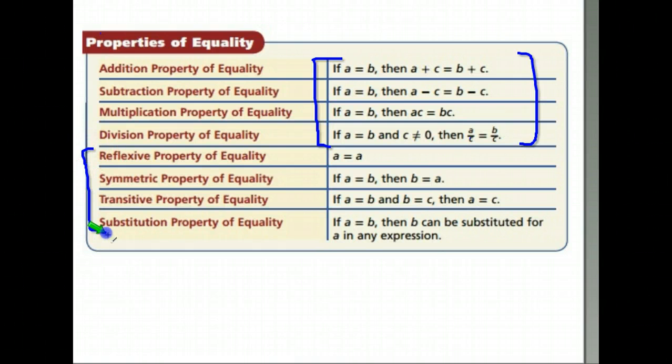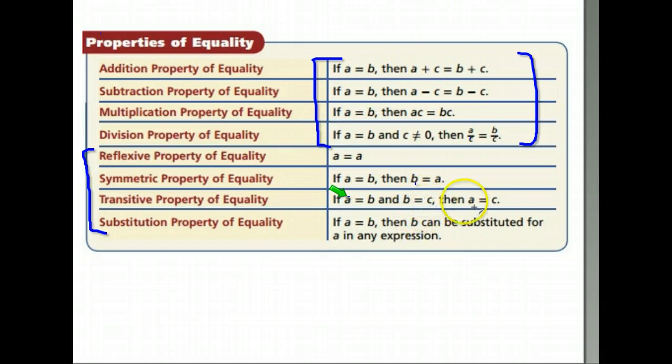Down here we have our other properties. Reflexive is that something is equal to itself. Seems obvious, but it is a property. Symmetric is when we flip-flop sides of an equation. If A is equal to B, we can also write that as B being equal to A.